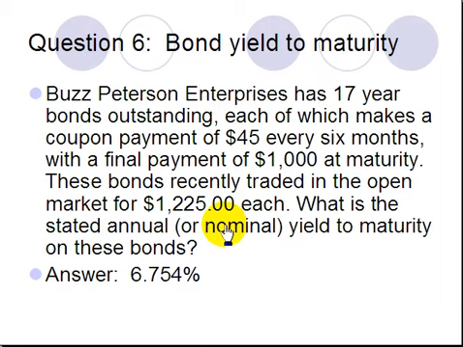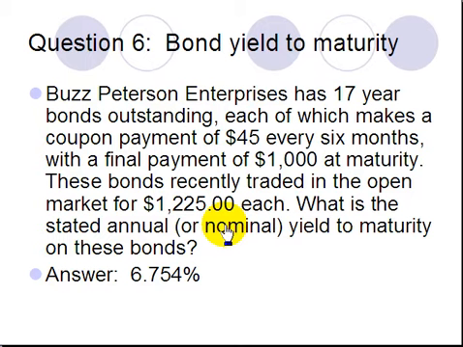The question is, what's the annual stated nominal yield to maturity? You need to make sure that you understand the difference between the yield that you calculate for a 6-month period and the annual nominal stated yield to maturity, which will be that 6-month rate multiplied by 2.